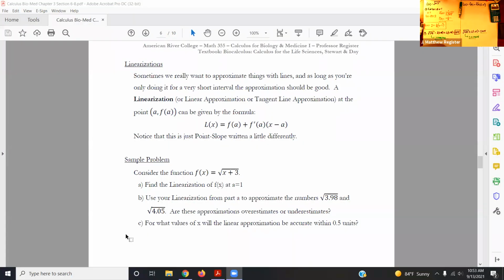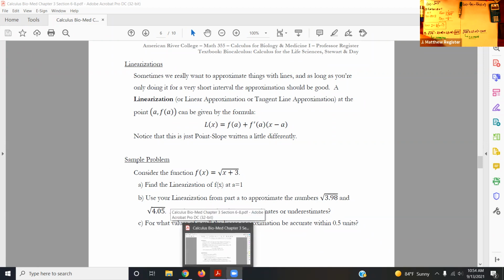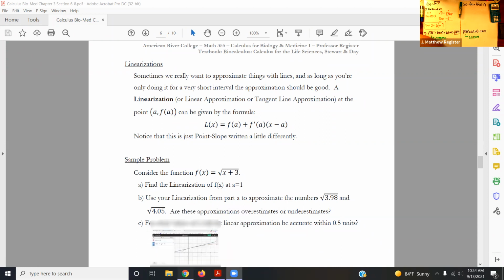The next one is, for what x values will the linear approximation be accurate within 0.5 units? Well, that's a harder one. What we could do is we could go to the graph because we want to figure out when the change in the y values is going to be less than 0.5. And so let's go up to our graph in Desmos.